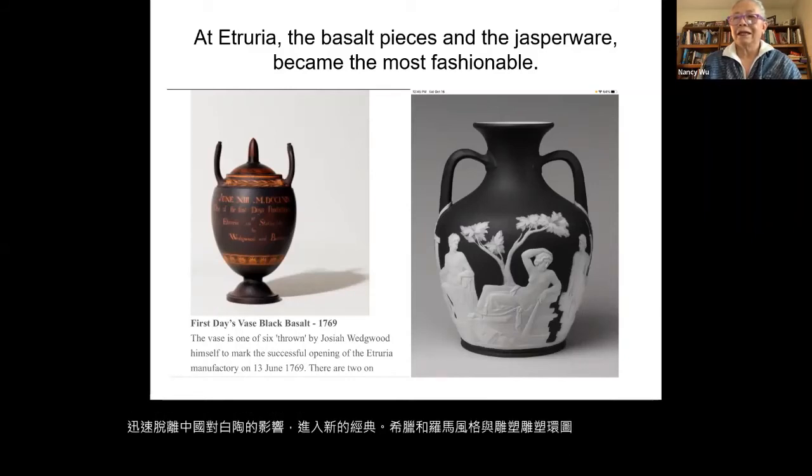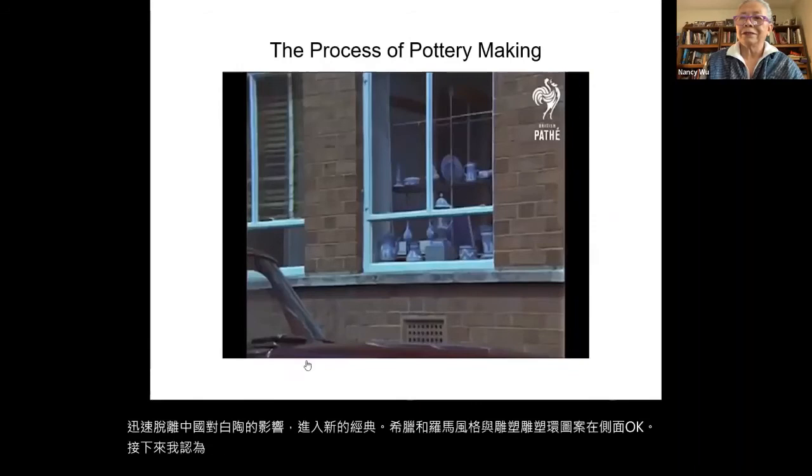Okay, and next I think it's a slideshow showing you how the manufacturing process goes. Okay, go ahead.